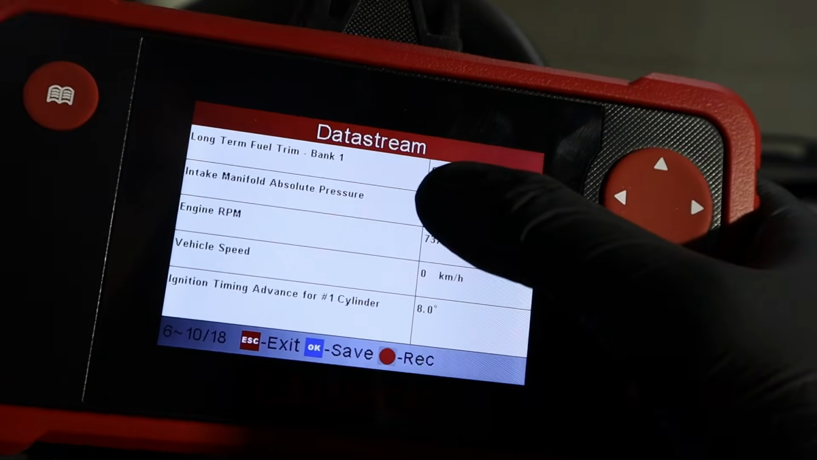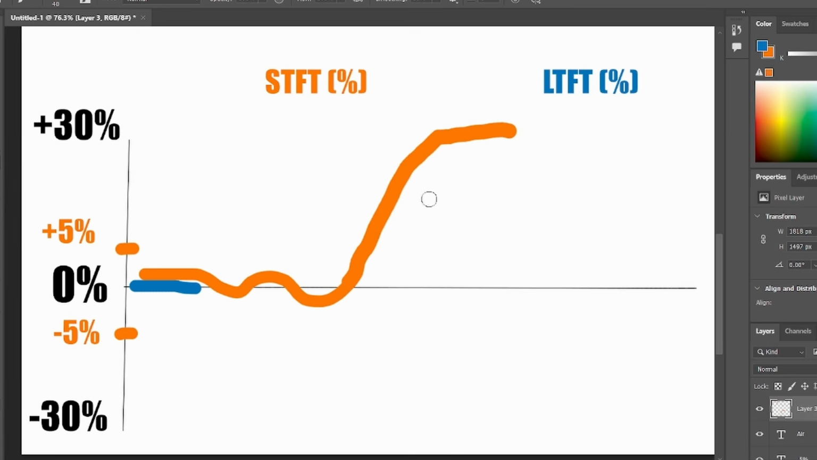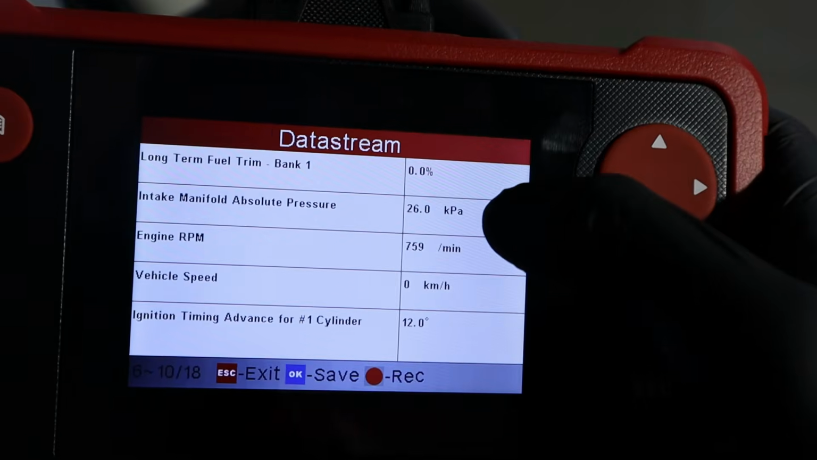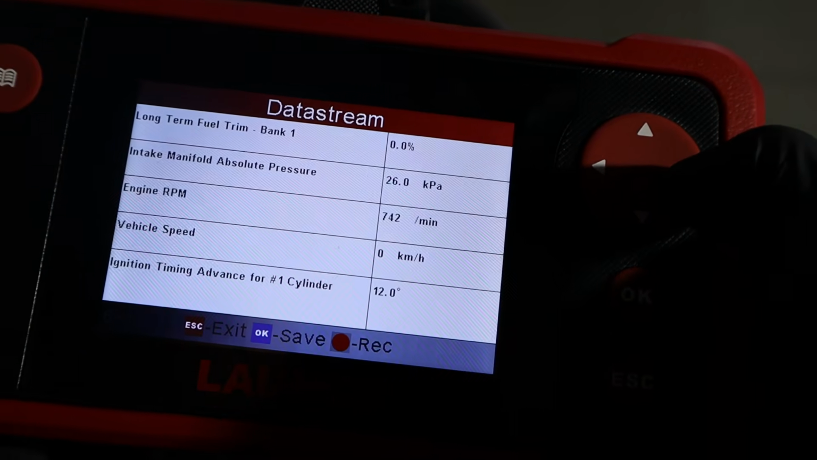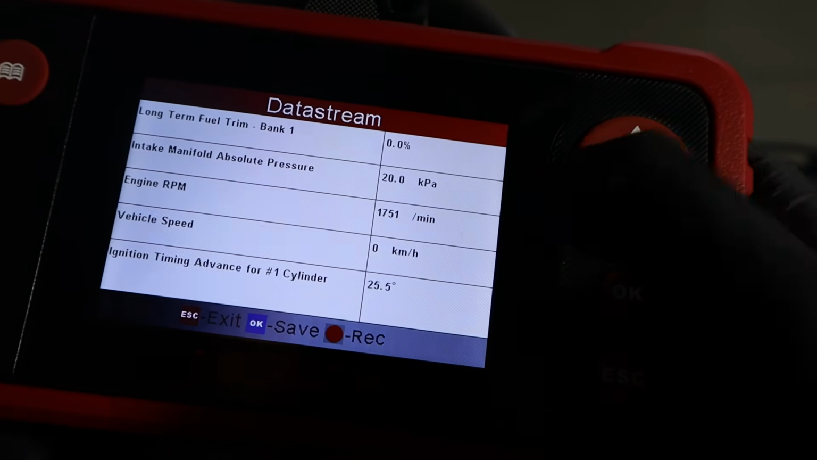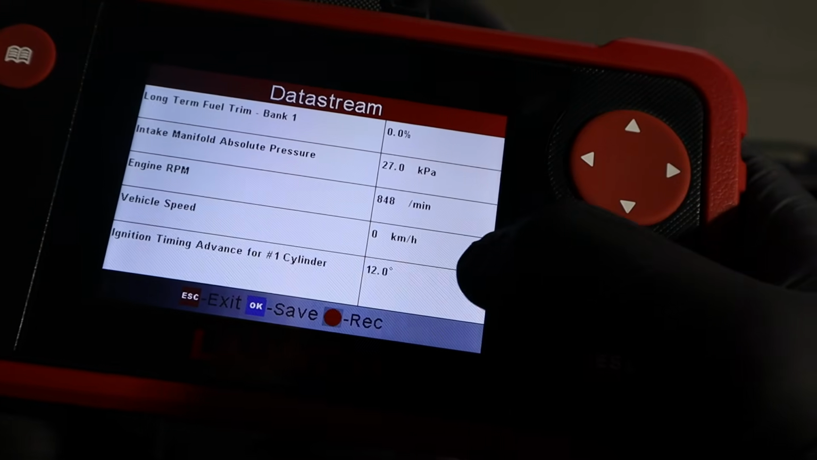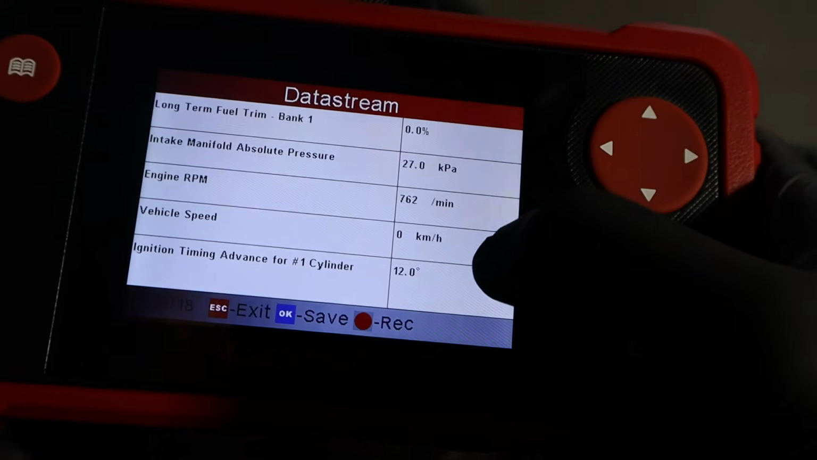Now long-term fuel trim, that is basically the same. What it does, it slowly copies the behavior of short-term fuel trim. If the short-term fuel trim gets to like 20%, the long-term will make a permanent adjustment to the fuel amount. Then we have the MAP sensor, intake manifold absolute pressure, which also should change if I press the gas pedal. Engine RPM, that everyone knows. Vehicle speed, we have 0 since we are not moving.